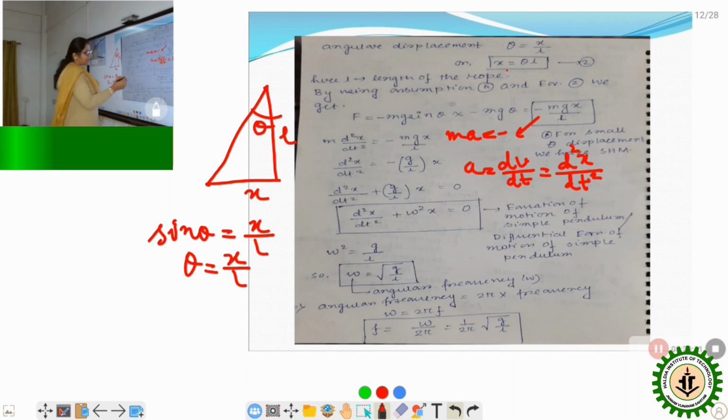So now what is this g by L? This g by L is considered as omega square. So omega square equals g by L. Now what is omega?